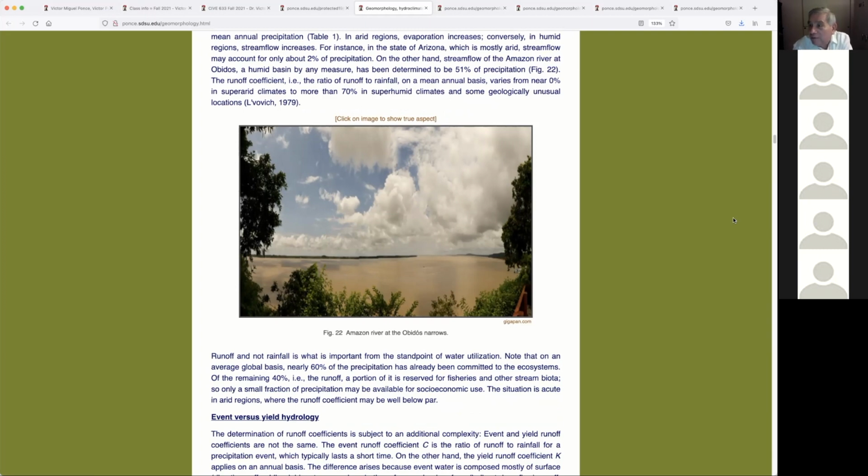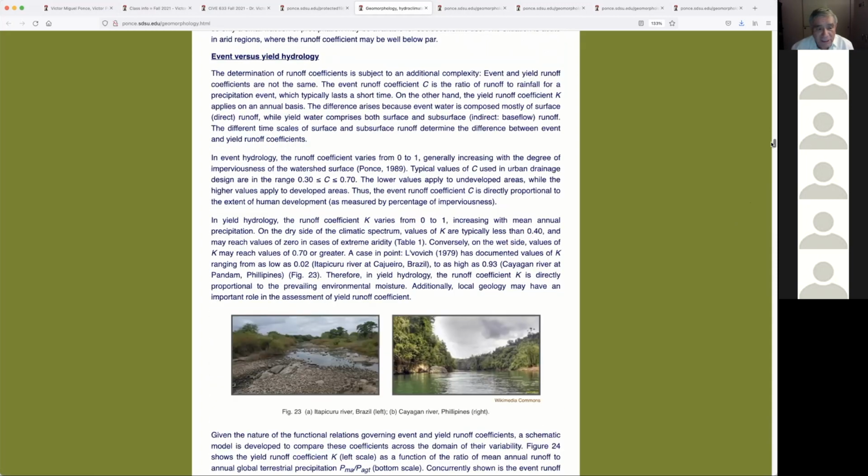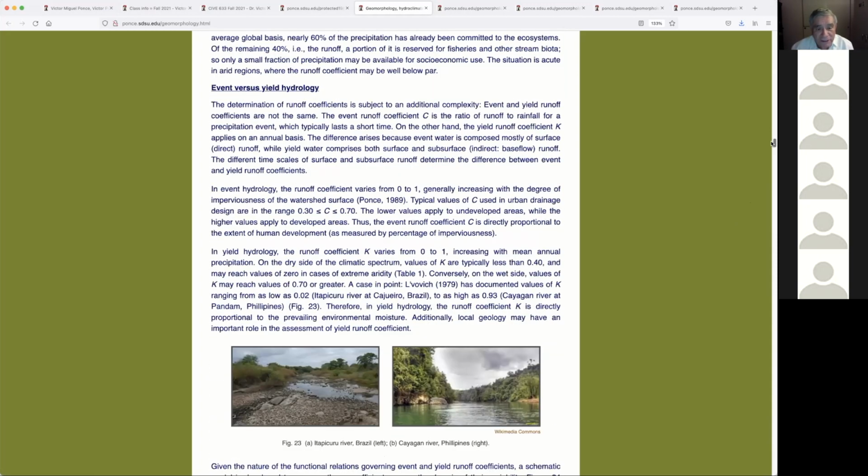You can't. If you go on the road, you have to hit the rivers every once in a while. Why are there no rivers in that part of the world? And the answer is because they're all underground. Those are the famous cenotes. You may have heard of them. Look up cenote, you'll see all kinds of stuff on the web, showing the cenotes, the underground rivers of the Yucatan Peninsula in Mexico. Event versus yield hydrology.